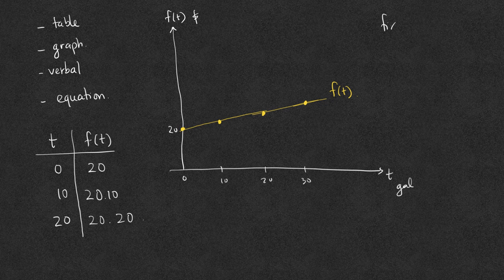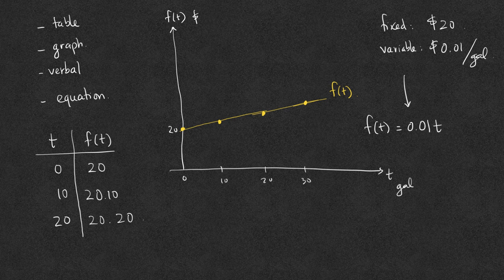Notice that the fixed cost is $20 per month, and the variable cost, this is the cost that varies depending on how many gallons we use, is 1 cent per gallon. And so we can put this in a formula. We notice that with a constant rate of change, this is a linear function. And so the equation that represents this function is 0.01 T plus 20.